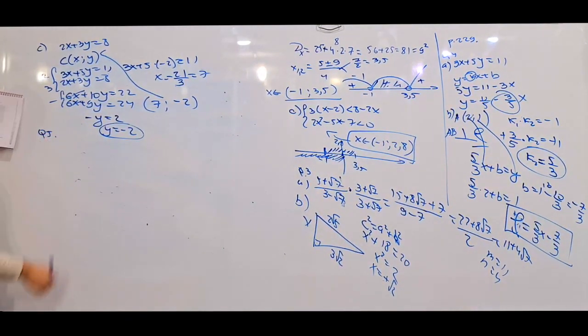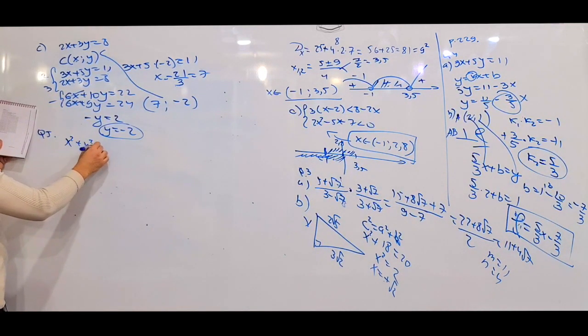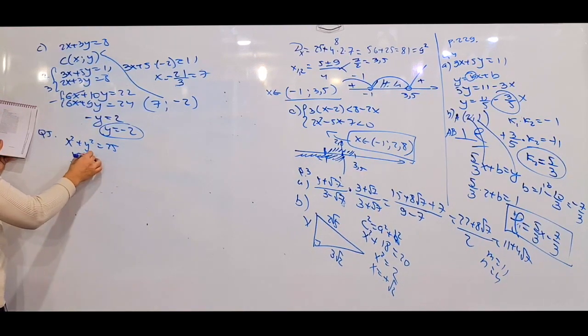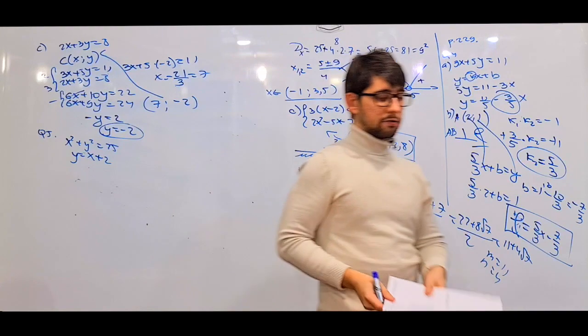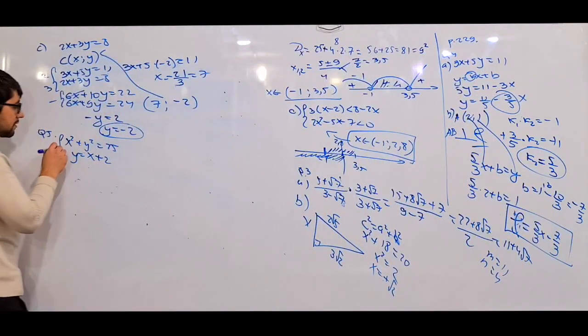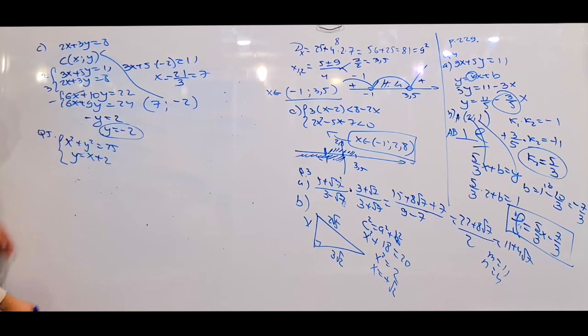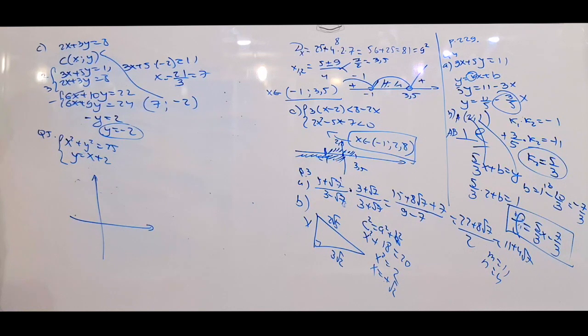Question 5. On the grid below, draw the curve of the equation x squared plus y squared equals 25 and y equals x plus 2 on the same grid. Find the points of intersection. No need to solve actually. If you draw, you will find intersection points, right?